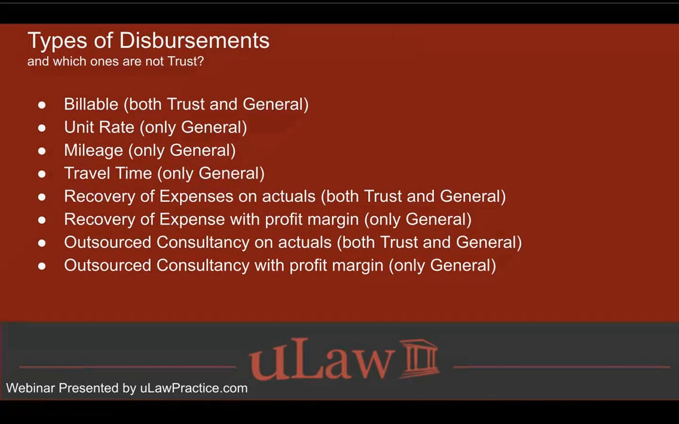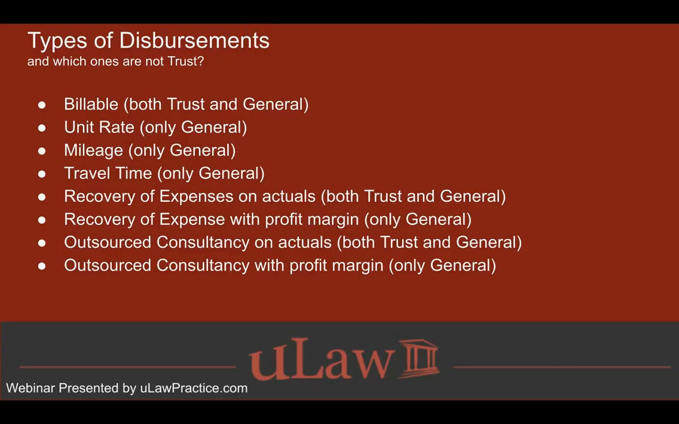You could do both actual and also with any profit margin. So clearly, disbursements made with profit margin are made only from the general. Any disbursements that are actual, that can be made from both trust and general. Some people might not have trust, so they will only focus on getting it done from their general.